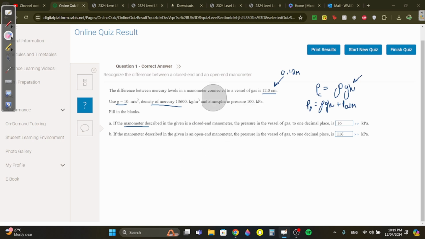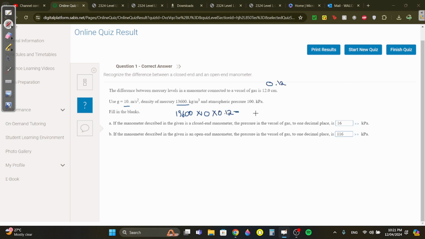Let me solve Part A. If it's closed end, that means we're going to use rho g h, so we're just going to do the density rho 13600 times g, which is 10, times the height, which is 0.12. We said you can't use centimeters, so times 0.12, and you get 16320. So this is in pascals, but they want the answer in kPa.